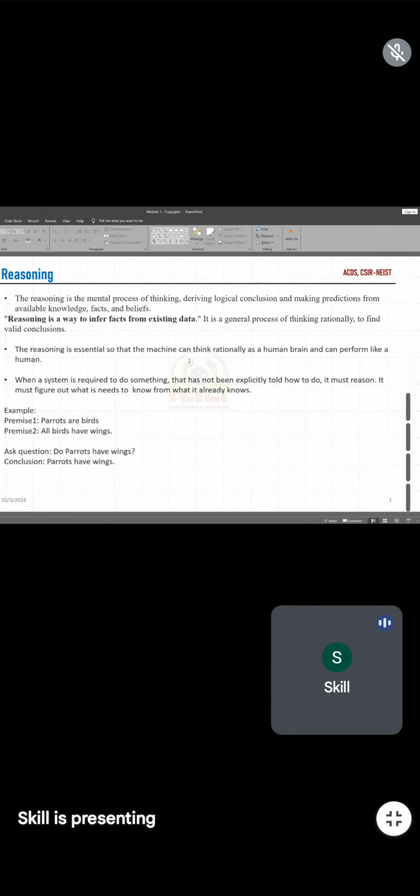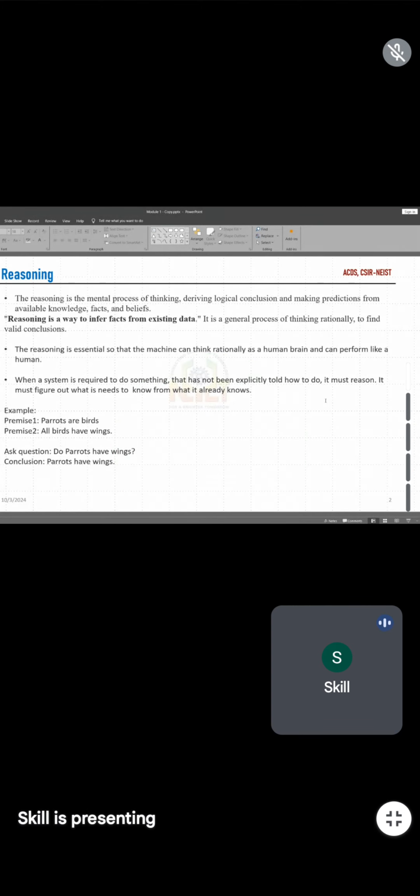So the machine has to think just like a human, how we interpret something from the data we have, and based on that we do our logical reasoning: what we can predict and what we can think further from the data we are having.